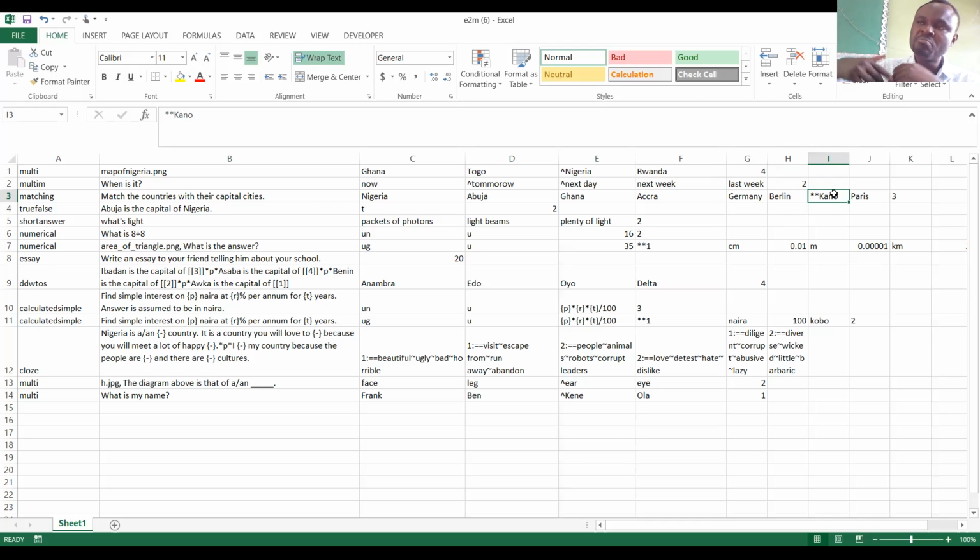So you could have more than one. You could have two distractors, three distractors. Just the first one, only the first distractor should be preceded by a pair of asterisks, okay? Now, the very last column should bear the weight of the answer to that question.